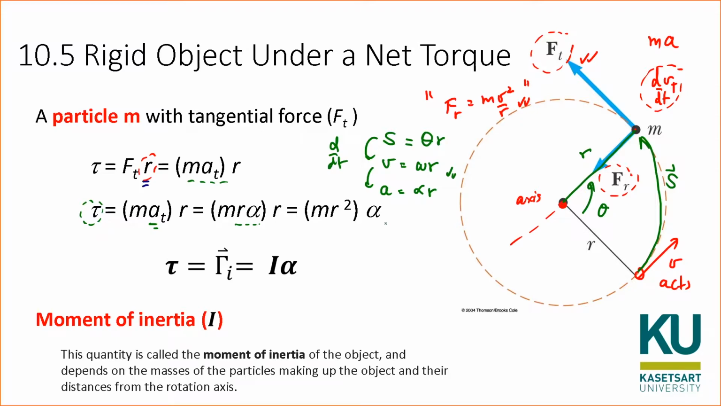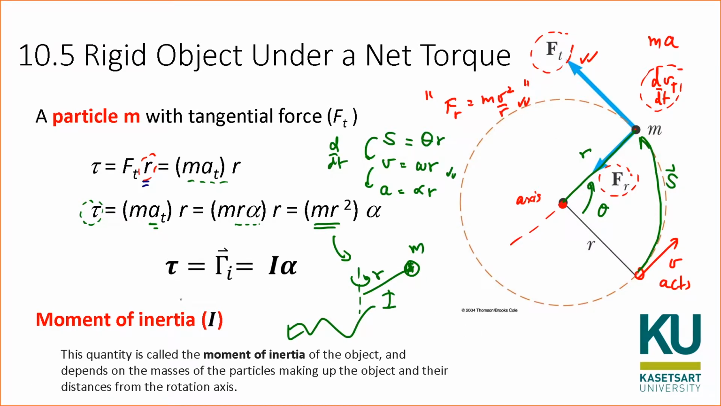With alpha r, you rearrange, and you have r inside, so that you have mr squared. The mr squared here is what you define for the particle of mass m at distance r moving around the axis. And this is called the moment of inertia.